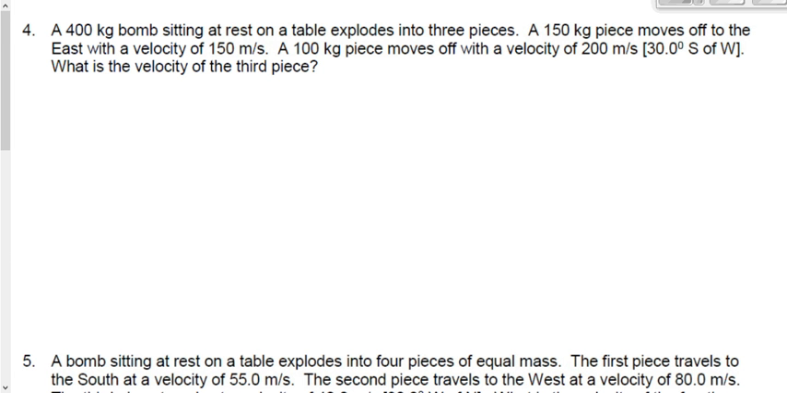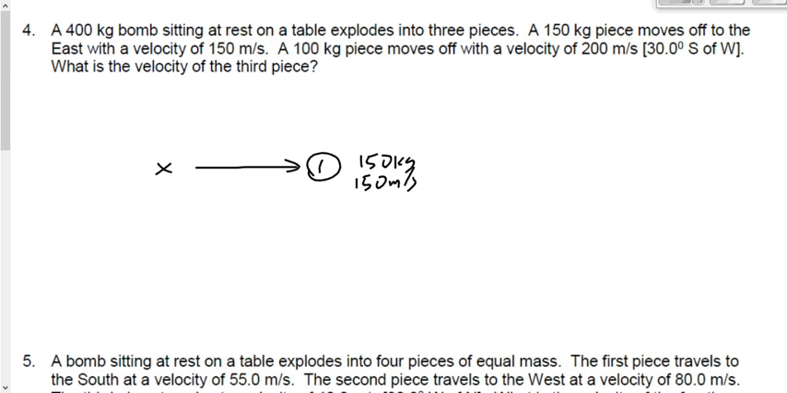It's not a vector diagram. It just shows us what's going on here. So what's going on? We got a bomb exploding, one piece going off to the east. We're going to make that piece number 1. It's 150 kilograms, and its velocity is 150 meters per second.